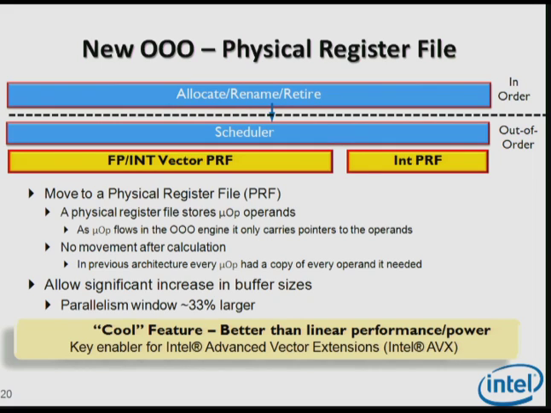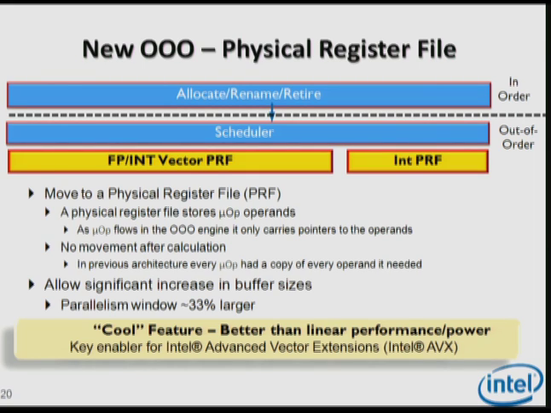The out-of-order cluster, in order to support the AVX extension, we actually turned it upside down and changed it completely. In the previous generations, the data would flow with the operations through the pipeline. What we have here is a physical register file. If we had needed to do the same thing, we would have doubled the interconnect power. What we did is leave the data in the register file, and with the operations, we just flow the pointers, the destination of the location in the register file where the data is.